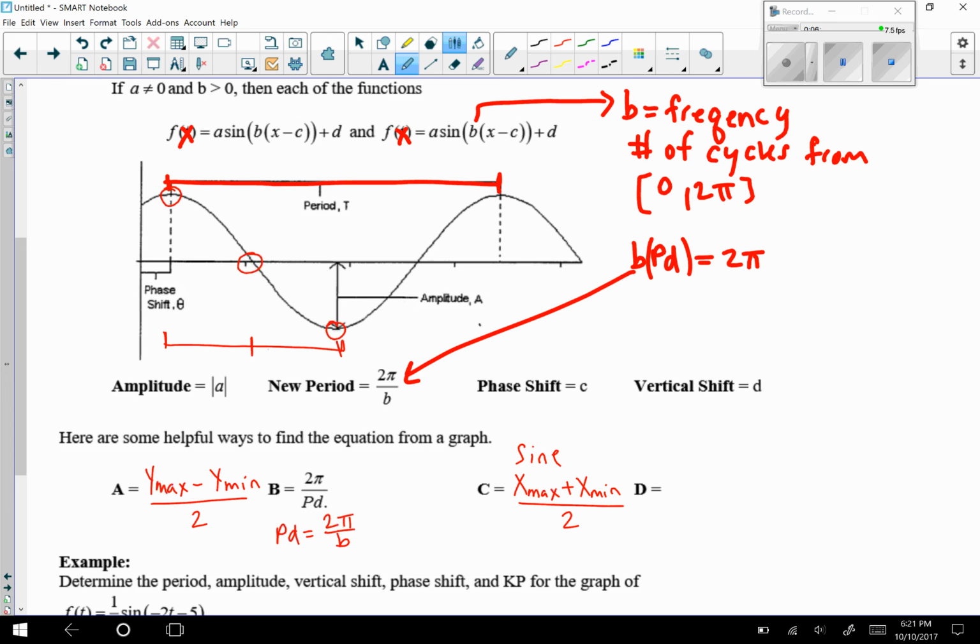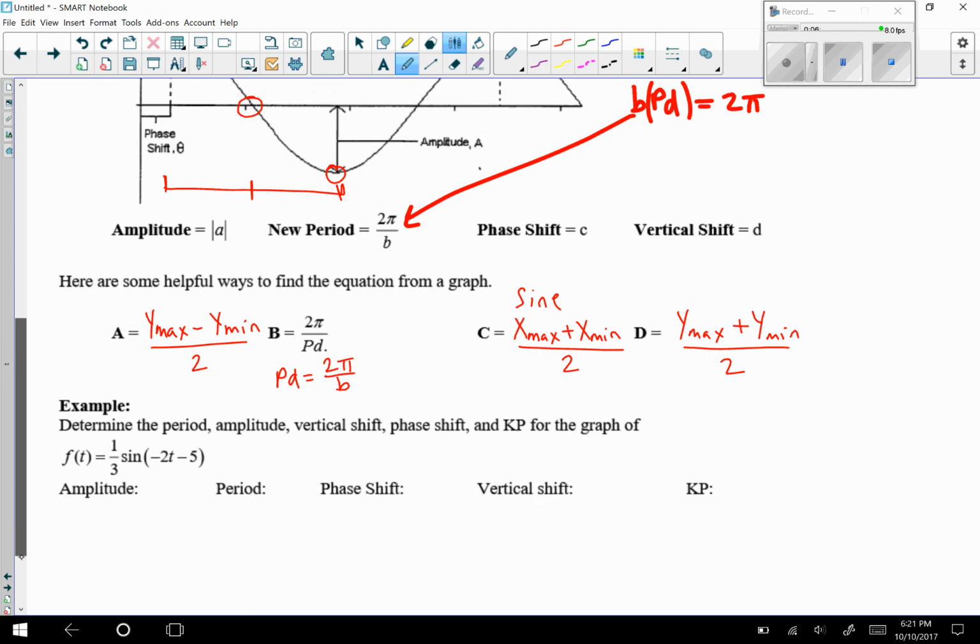And then, of course, the vertical shift, remember we said, was the y maximum plus the y minimum divided by 2, because it's always the average in between for your amplitude going up or going down. So let's go ahead and do some examples.